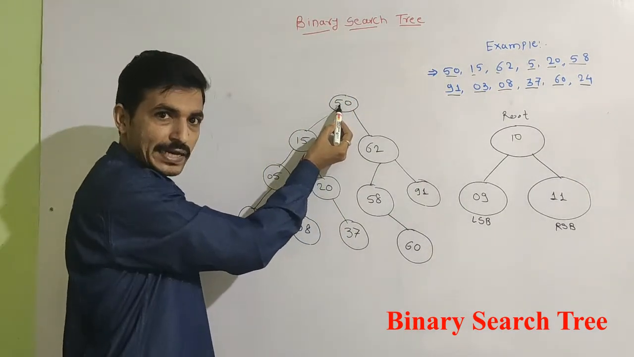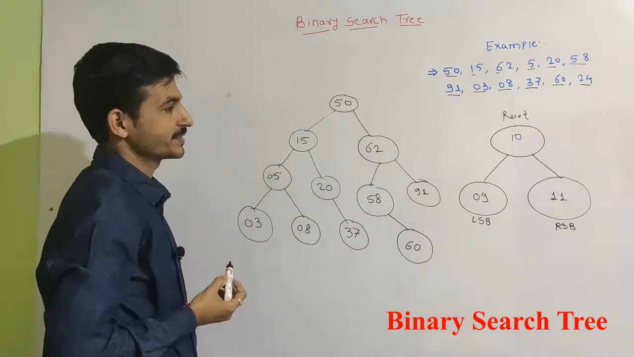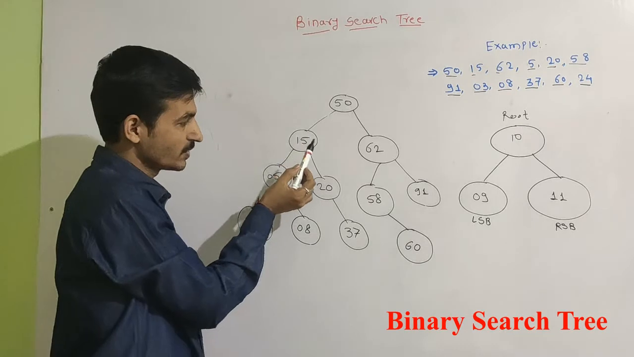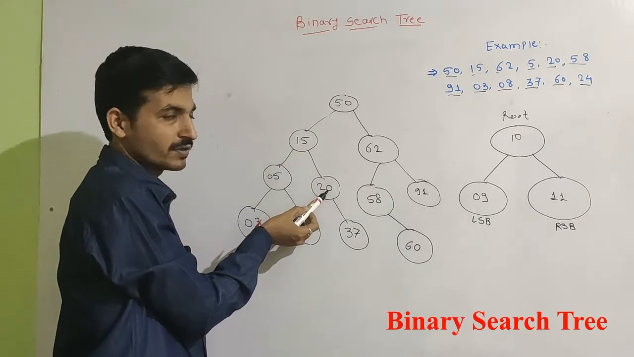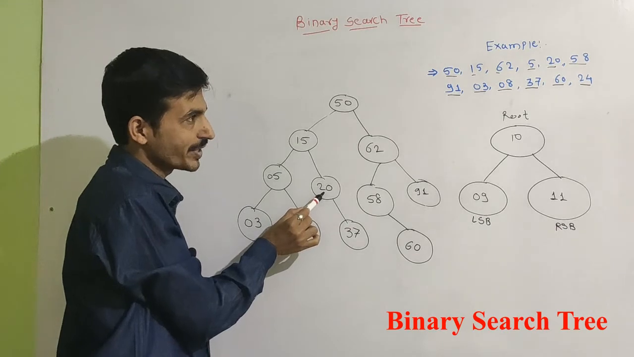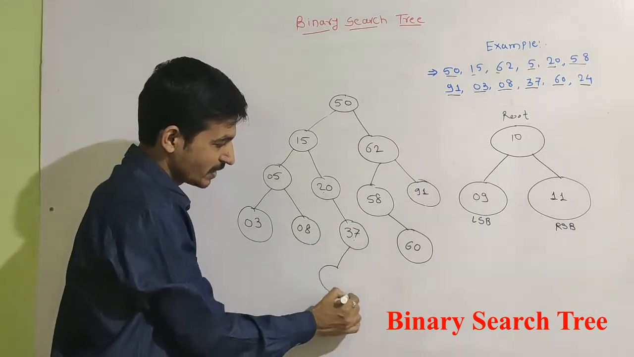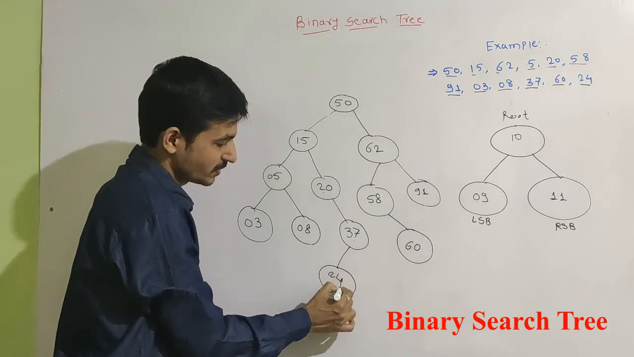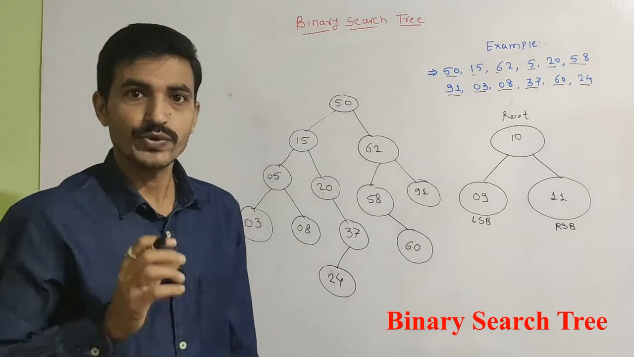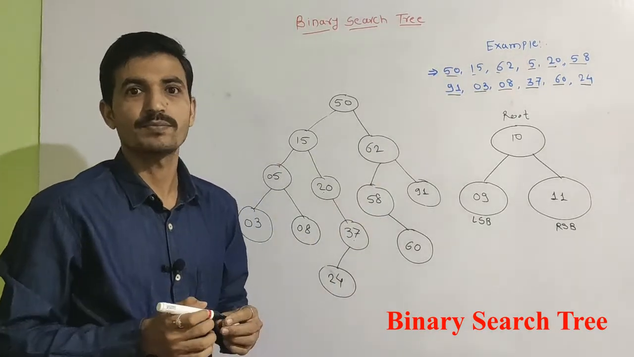24 will be compared with the parent, that is 50, so it is less than 50, so it will be on the left side. Then it is compared with 15, it is greater than 15, so it will be on the right side of 15. Then it is compared with 20, again it is greater than 20, but it is less than 37. So it will be found on the left side of 37. So in this way, we can construct a binary search tree for any particular example.